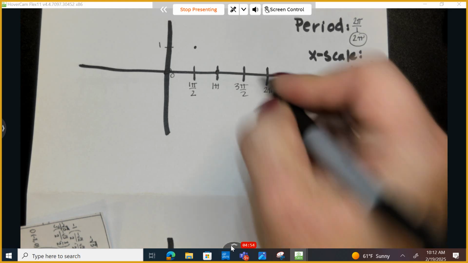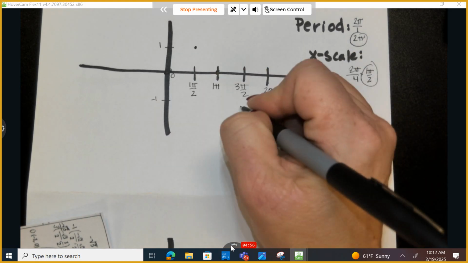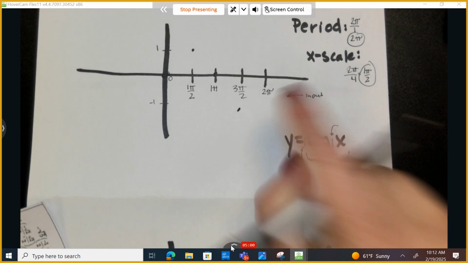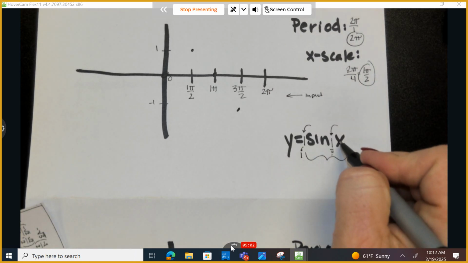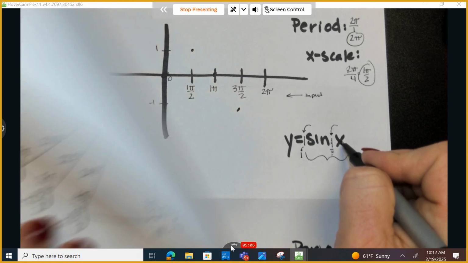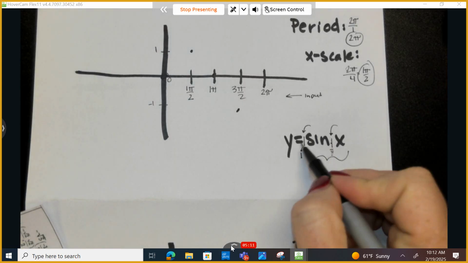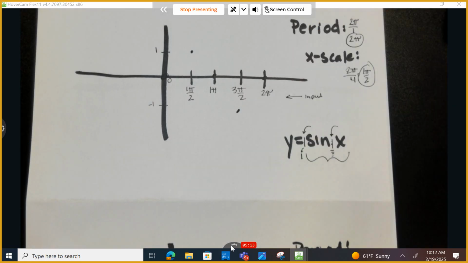Negative 1 times 1 is negative 1. And we have one final step, our fourth step. 2 pi times 1 is 2 pi. So let's locate 2 pi, which is right here. The output is 0. 0 times 1 is 0. So now I've completed the 4 steps.